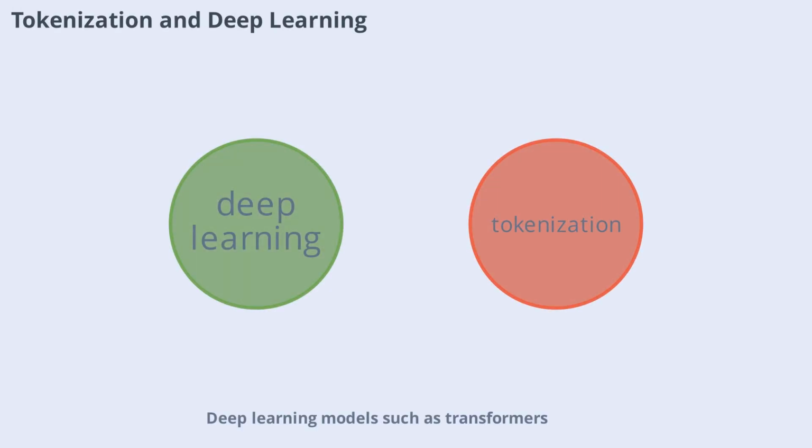Deep learning models, such as transformers, rely on advanced tokenization methods to process text. These models often use subword or byte pair encoding to handle large vocabularies and rare words. Tokenization enables deep learning models to understand context, generate text, and perform complex language tasks with high accuracy.